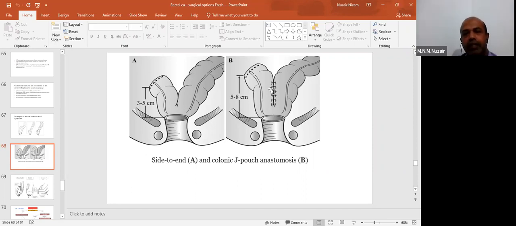Usually the research says that the level of incontinence or the urgency is low only at the initial period. After some time, even if you do a J-pouch anastomosis or a direct end-to-end anastomosis, the level of anterior resection syndrome will be the same.